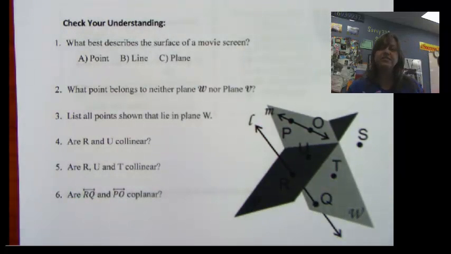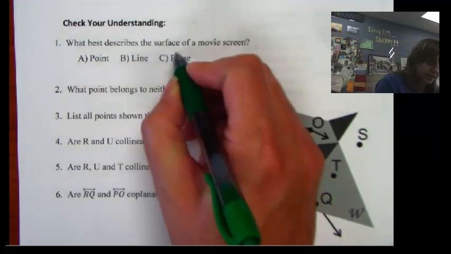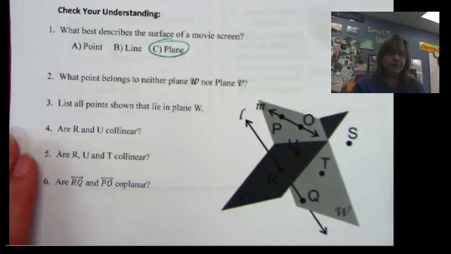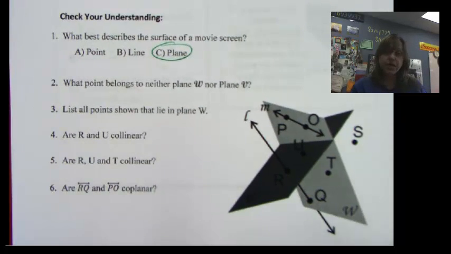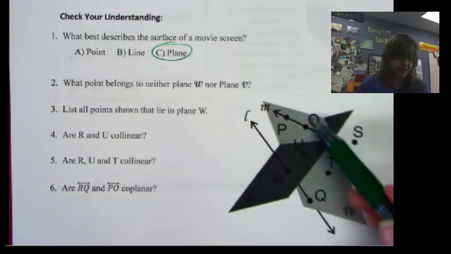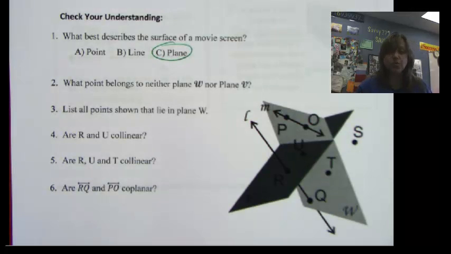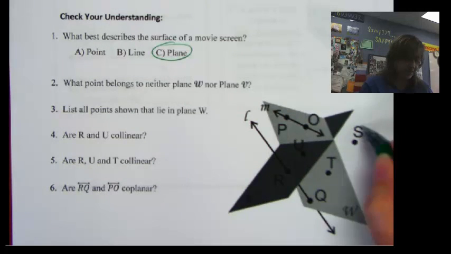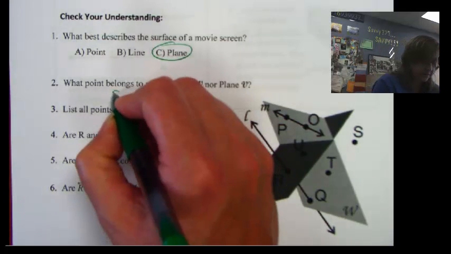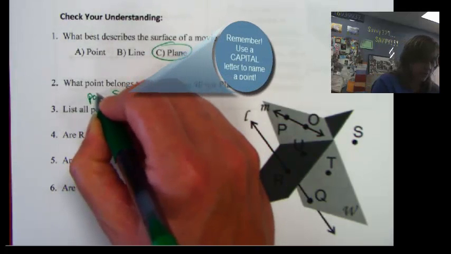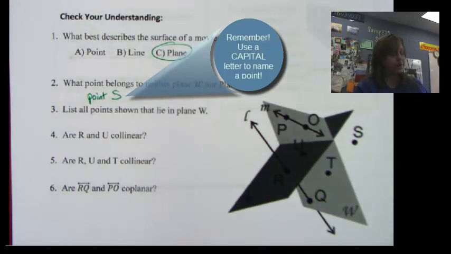Surface of a movie screen. That's like a piece of paper. It's flat. It's got the 2 dimensions. That's definitely a plane. Then from the picture, what point belongs to neither plane W or plane V? These two planes that are crossing each other. What point's not in either one? Well, that's this one right here, kind of sitting between them. That's point S. Now you can either write point S or the letter S. Just be sure you capitalize it.